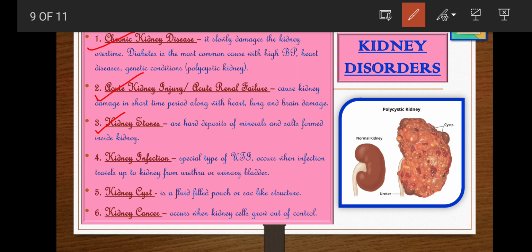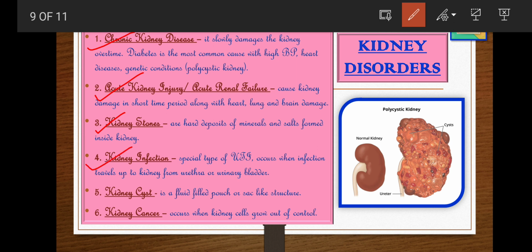Some patients may have no symptoms, while others may have symptoms like pain in the flanks and lower abdomen, or blood in the urine, pain or burning when urinating, frequent urination, difficulty in passing urine, cloudy or foul smell in the urine, nausea or vomiting, fever with chills, and repeated urinary tract infections. So this was all about the symptoms of kidney stone.